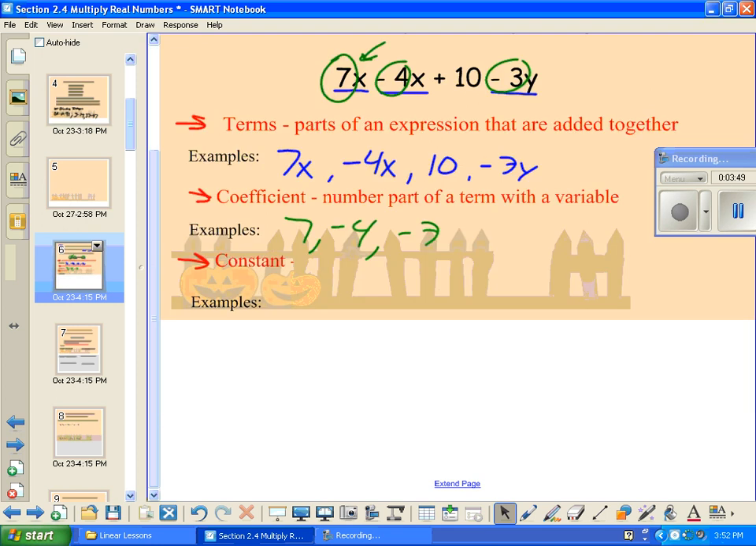And constant, the last one on this page. A constant is the number in an expression that does not have a variable part. There's only one of them in this particular problem, right here, the 10. That has no variable part to it, so that is my one constant in this problem. Terms, coefficient, constant: those words you'll hear me say in class, and you'll see them in the book. Some problems today will ask you to identify these parts of the expression, so we need to know what these mean.